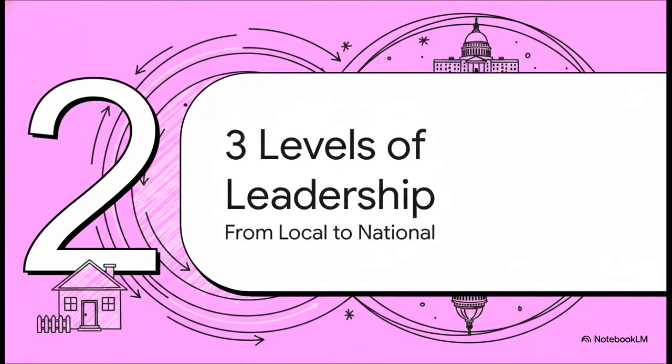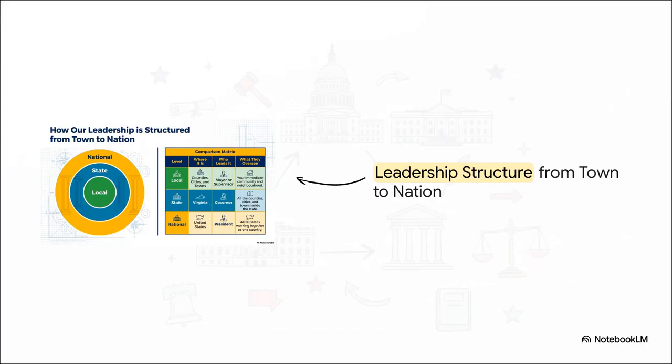Moving along to Section 2. 3 levels of leadership. We're going from local all the way to national. You can think of our leadership structure kind of like a set of nesting dolls or concentric circles. The government starts small at the core with the local level. Then it expands outward into the state level, and finally, the biggest circle encompasses the entire national level.